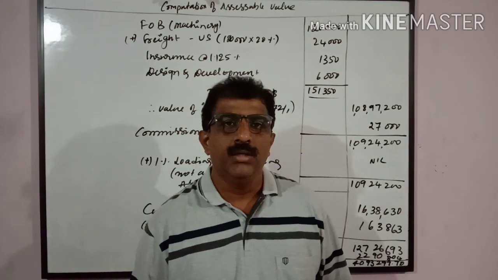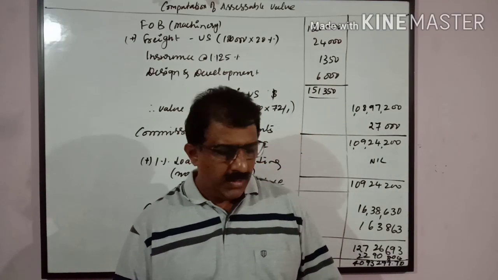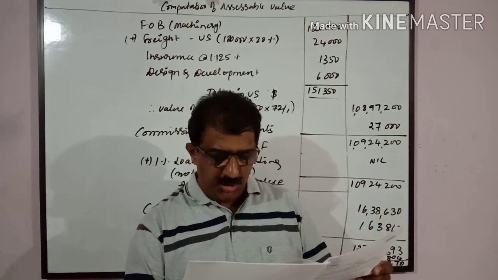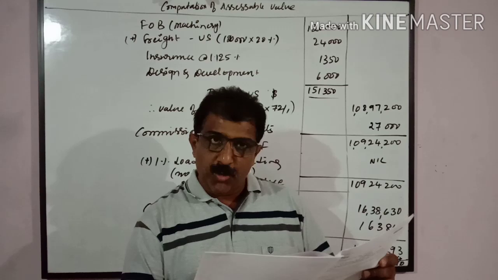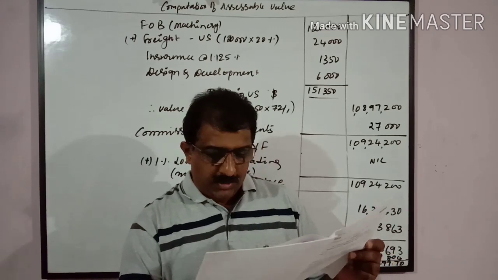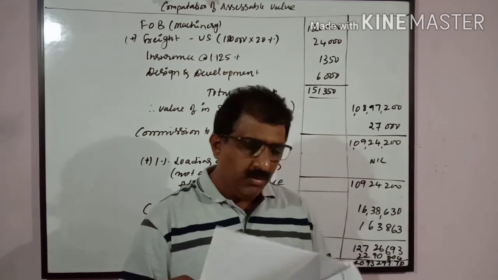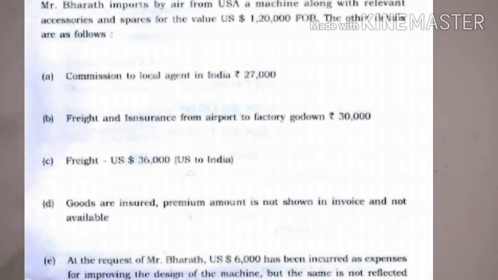Well, in section C, I did one problem, that is the 7th problem, computation of book profit and tax liability, which we already completed now. We see the next one, problem number 8.